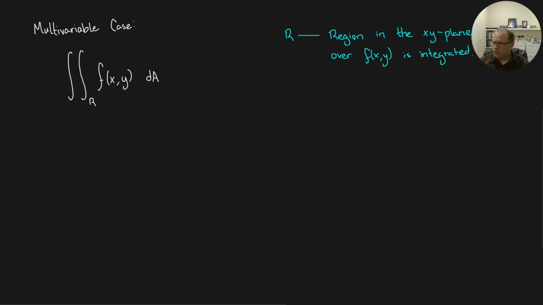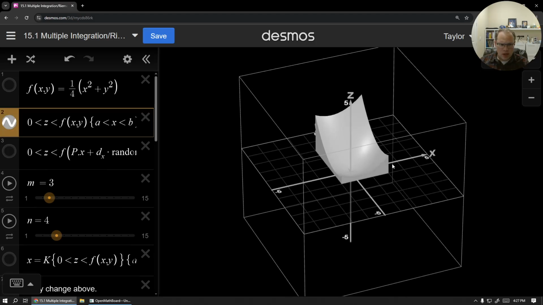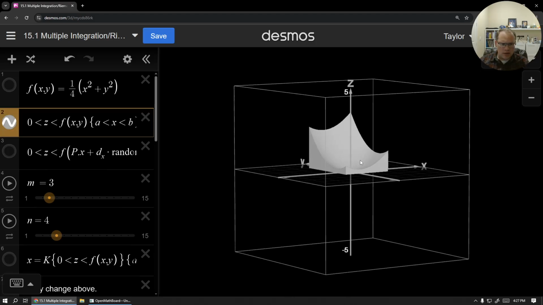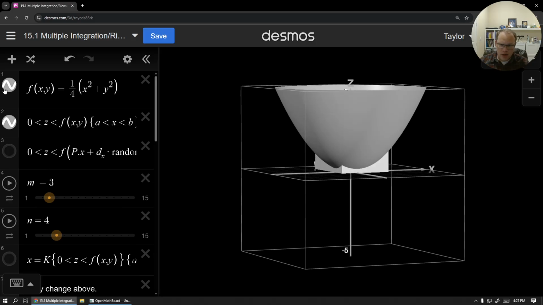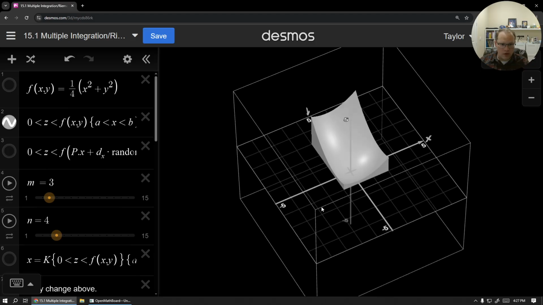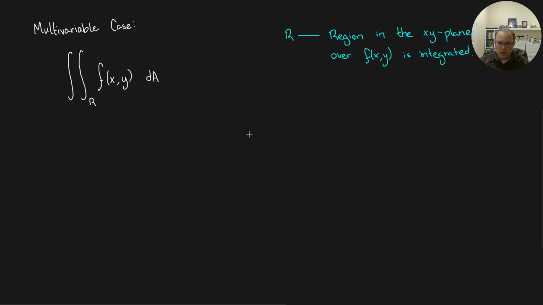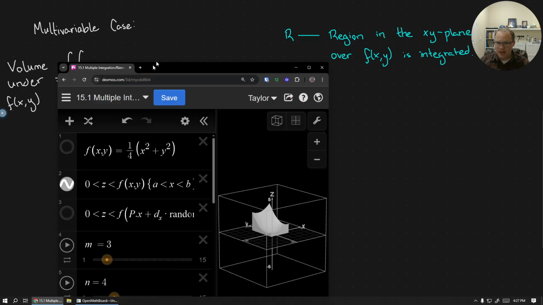Okay. And we want the volume over that region and under the surface. Okay. Instead of looking at area, now we're looking for the volume. So this is going to be the volume under the function over this particular region. Okay. So that is what the double integral means in this case. That is what we want to be able to find. So how do we go about finding something like this?